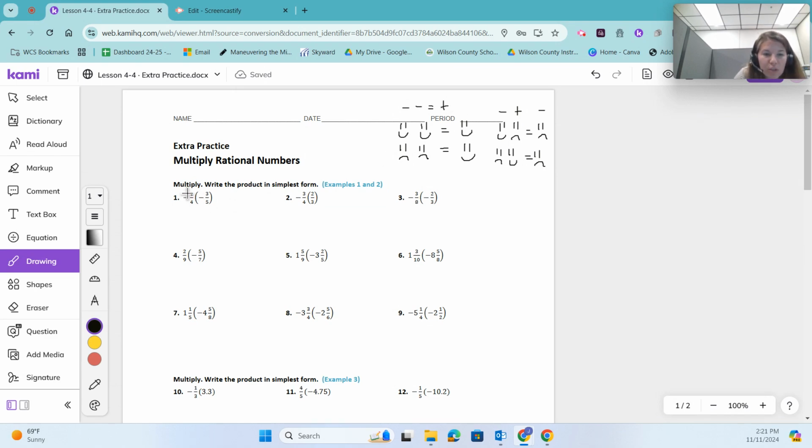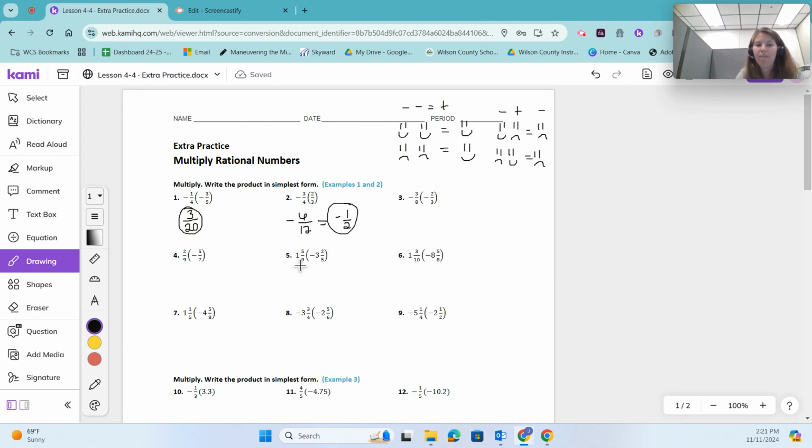All right, so for this one, we have a negative times a negative, so that's going to give me a positive solution. 1 times 3 is 3. 4 times 5 is 20. Answer is positive 3/20, does not simplify. That is your answer. Okay, negative times a positive, so opposite signs, negative is going to be my solution. 3 times 2 is 6. 4 times 3 is 12. This does simplify to negative 1/2 to be my solution.